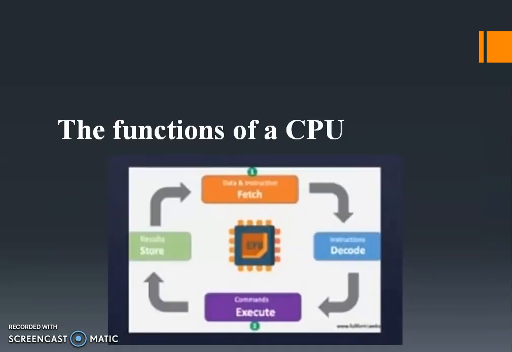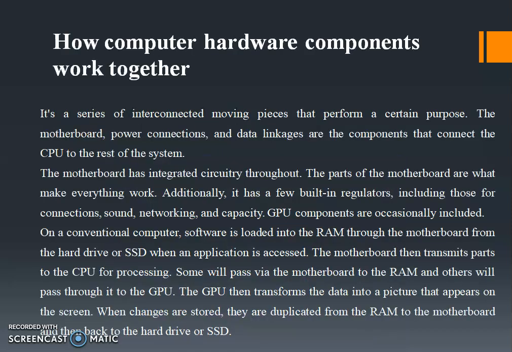The function of a CPU. How computer hardware components work together. It's a series of interconnected moving pieces that perform a certain purpose. The motherboard, power connections, and data linkage are the components that connect the CPU to the rest of the system.